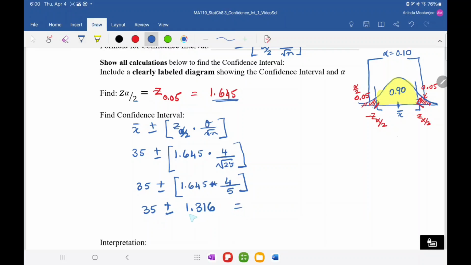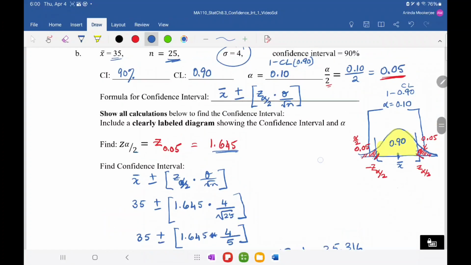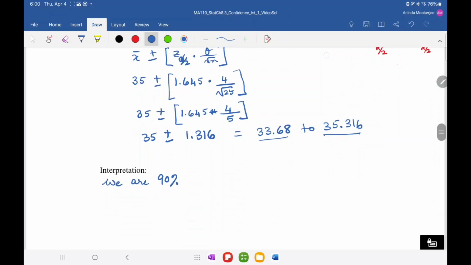All right, so now we first subtract and then we add. So 35 minus 1.316 is going to be 33.68, and 35 plus 1.316 is going to be 35.316. All right, so these are the endpoints of our confidence interval. And then finally, we have to write the interpretation in the expected form. So we're going to write it as, we are 95%, sorry, this is a 90% confidence interval, isn't it? Yeah, it's a 90% confidence interval. So make sure you write that correctly.